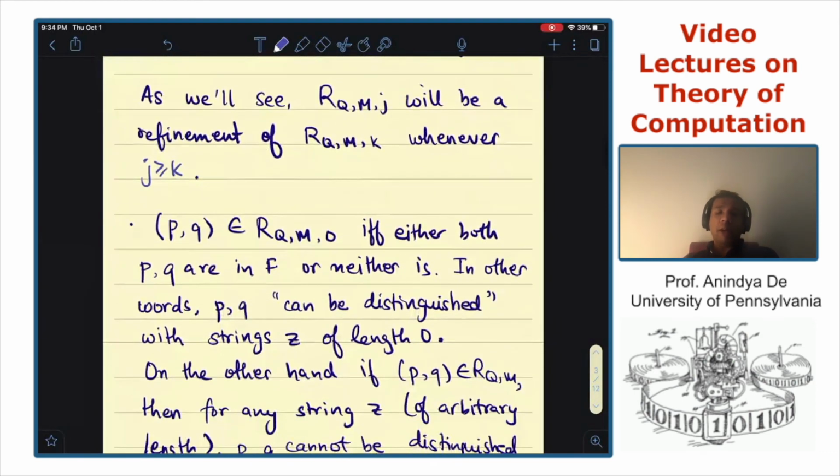And R_{Q,M,0} is saying that two states P, Q are not in R_{Q,M,0} if they can be distinguished by a string of length 0. Namely, if you read the empty string, then one ends up in an accepting state, and the other is not in an accepting state. So that's one way to think about R_{Q,M,0}.